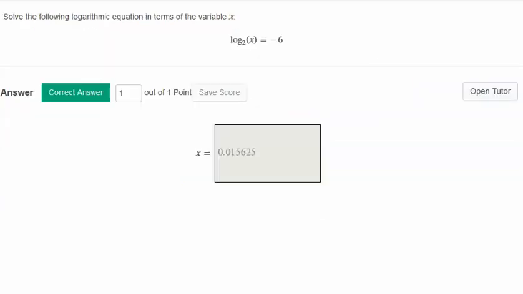Okay, here we're asked, solve the logarithmic equation in terms of the variable x. So again, putting it in exponential form helps. So our base is 2. Our exponent is negative 6.